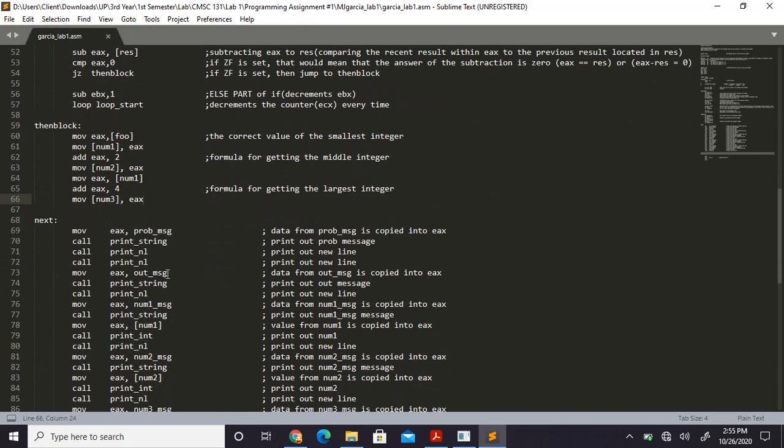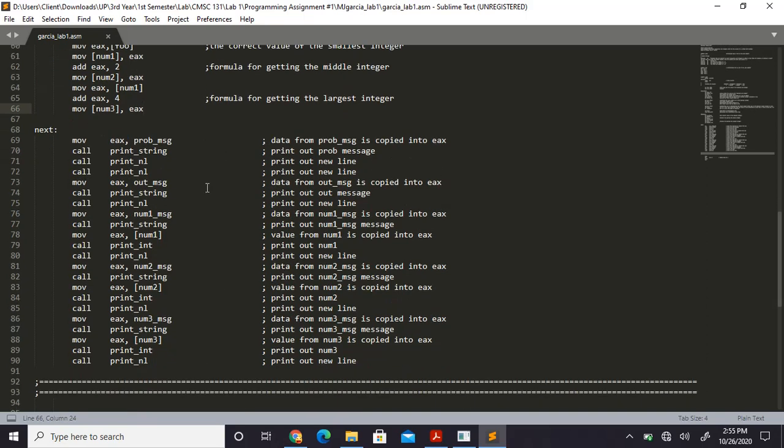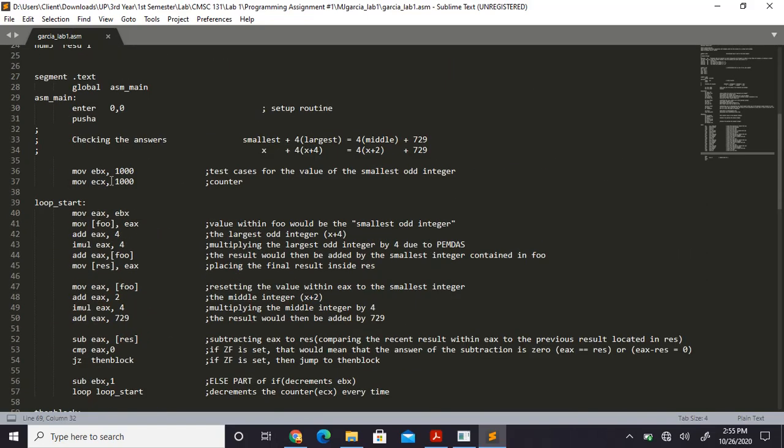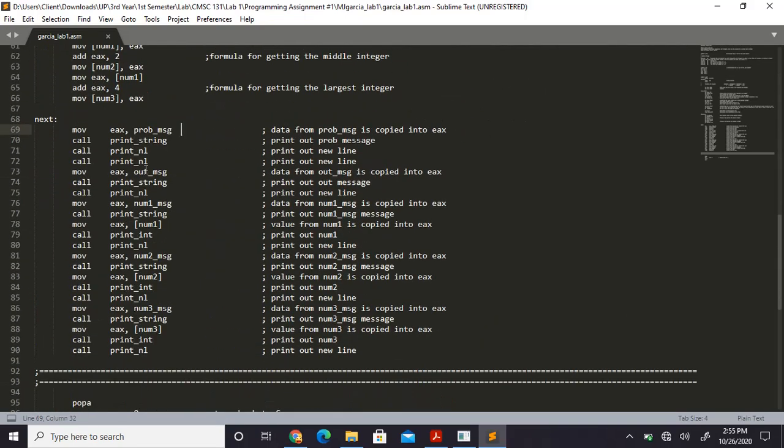This is just printing. This is just printing lang talaga. Like printing the problem message. New line, then printing out message, which is answer. Then print string new line.